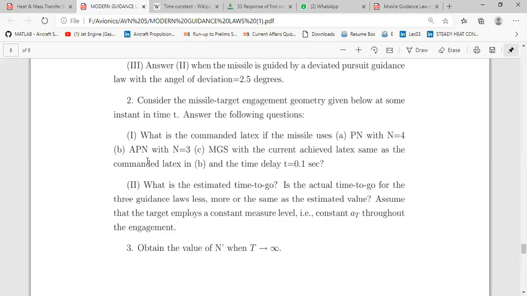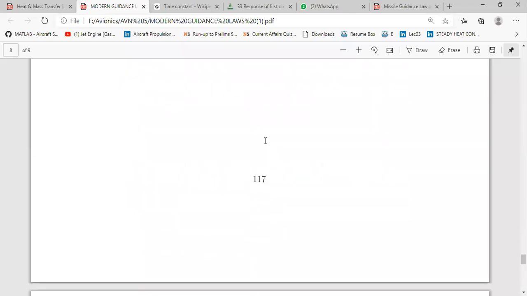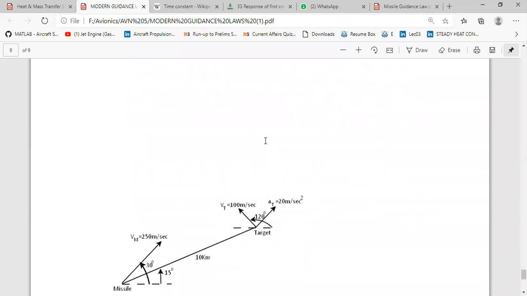In APN, what we are considering is the maneuverability of the missile target. That means your separation velocity and separation acceleration, that is y dot and y double dot, will not be 0. There will be some non-zero value for separation velocity and the separation acceleration. Now here in the diagram, the velocity of the target is given at some particular angle, 120 degree. Acceleration is given as 20 meter per second square at some particular angle.